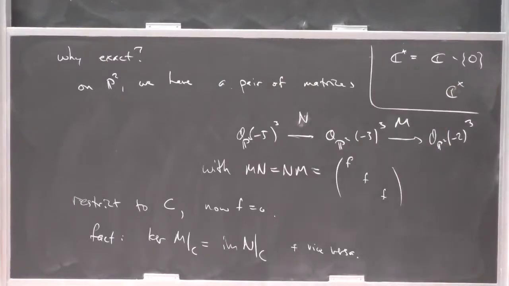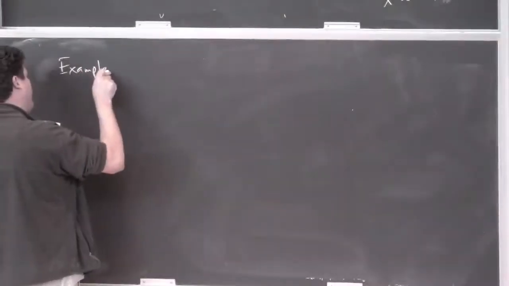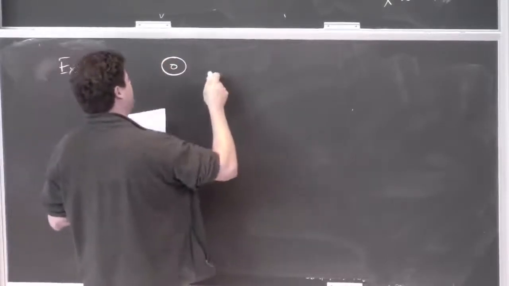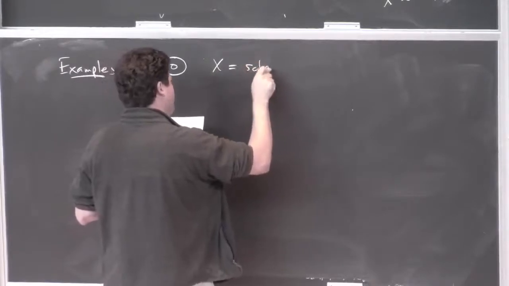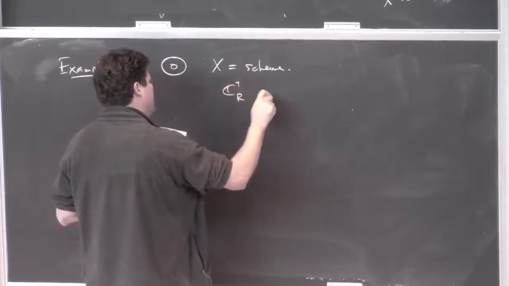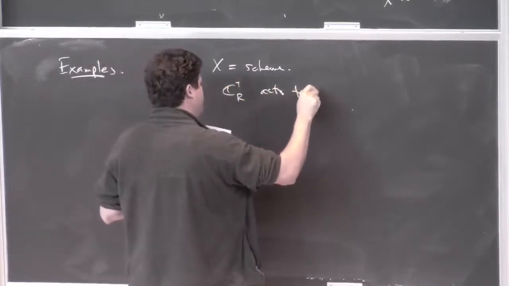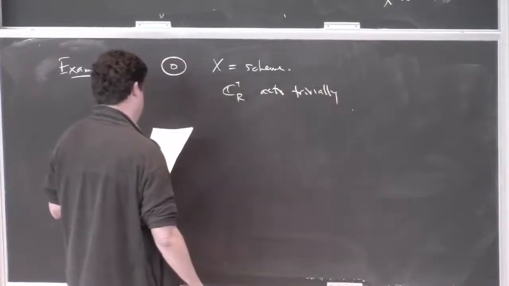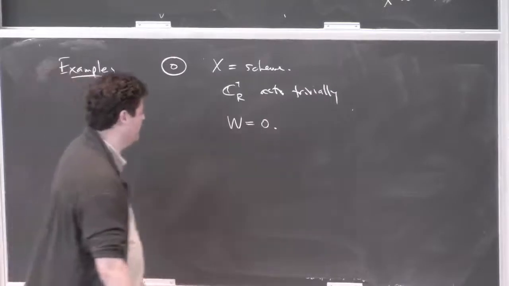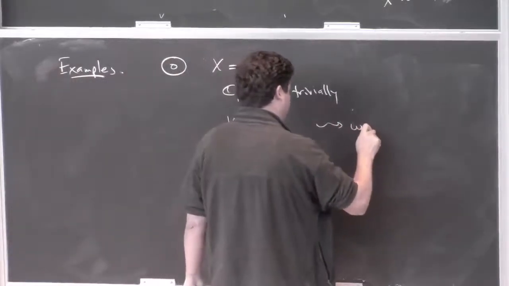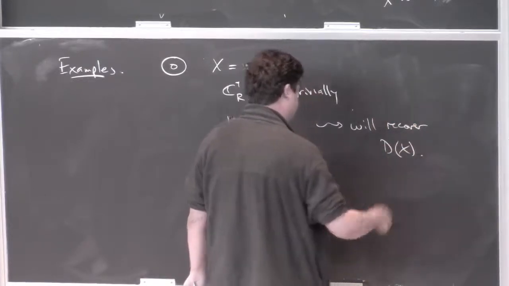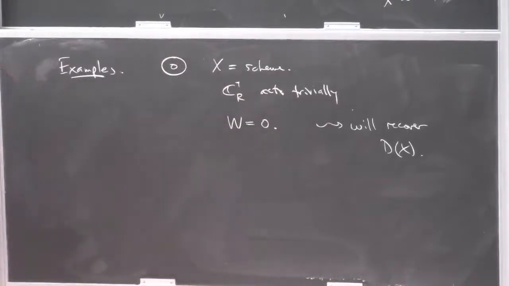Right, so examples. So first of all, we could take X to be just a scheme. We could take C star acting trivially, and W equals 0. And then, with any luck, we'll recover just the derived category of X as the category of matrix factorizations of 0.